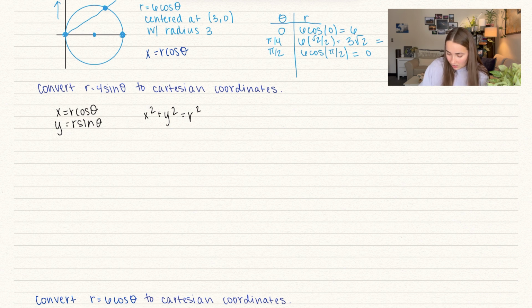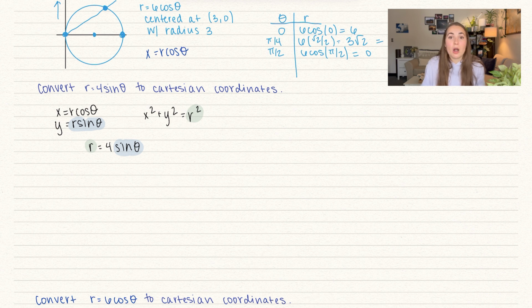So let's go ahead and talk about the equation we currently have. r is equal to 4 sine of theta. First of all, I see an r, but I don't see an r squared. I also see a sine of theta, but I don't see an r sine of theta. Notice what both sides are missing.